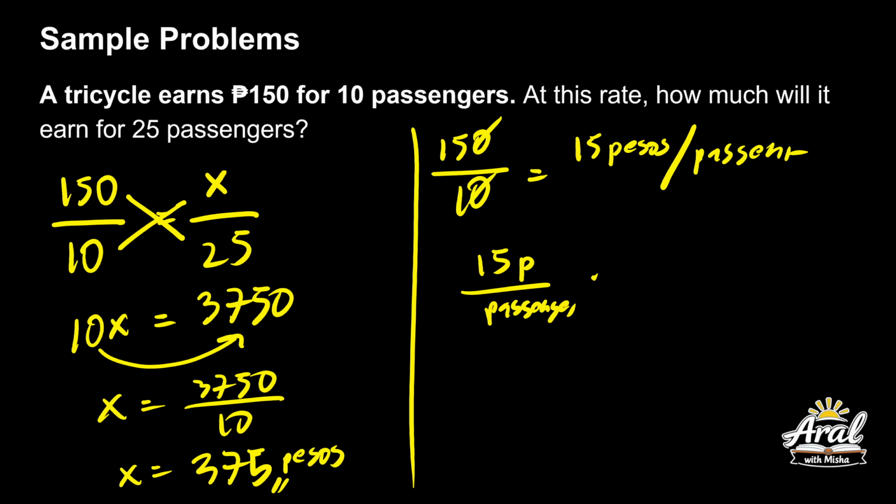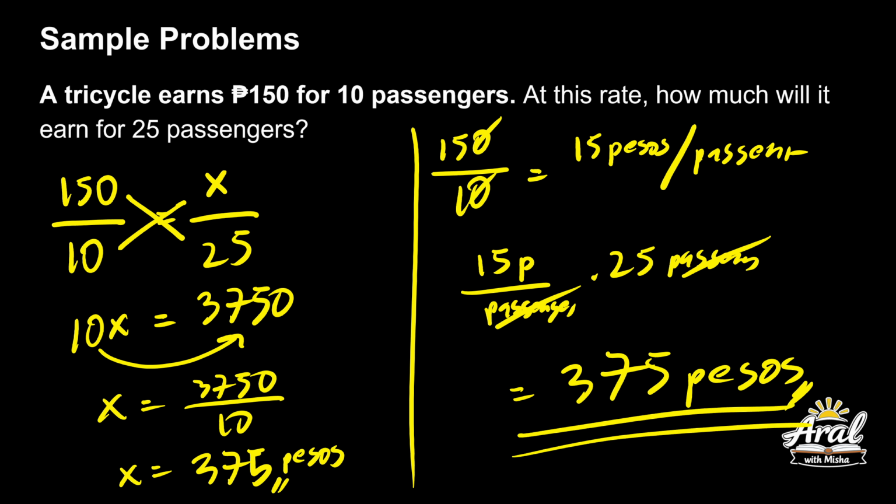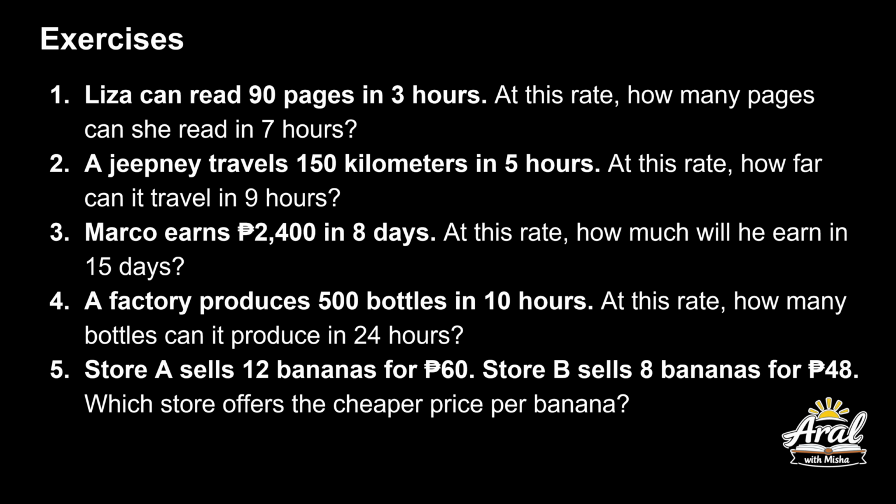Multiply it by how many passengers? 25 passengers. So, passengers mag-cancel. So, pesos na lang lalabas dyan. 15 times 25. So, that's 375. So, pareho lang. Okay? 375 pesos. Alright? So, bahala na kayo kung anong gusto nyong method. Diretso kayo sa ratio and proportion, or you wanna get the unit rate first, then multiply for yung base sa problem. Okay? Ito na yung exercise natin.